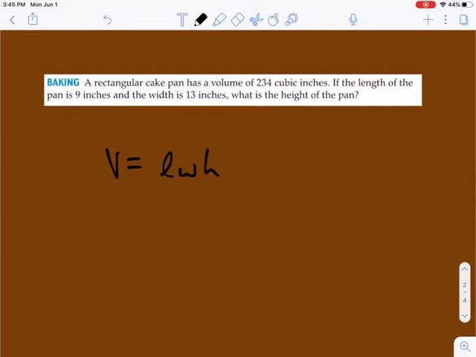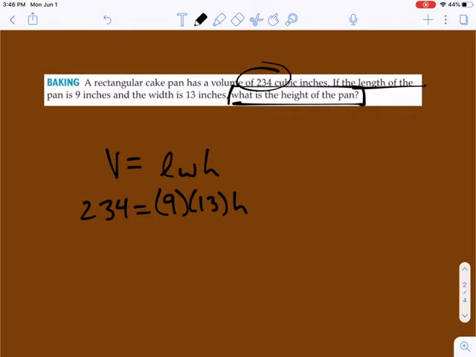And what's cool about this one is that they tell us the volume. So that actually goes in right here for V. And then they tell us the length. Length is 9. And they tell us the width is 13. And then they don't tell us the height. They say, what is the height of the pan? So we got to actually do a little bit of work on this one.